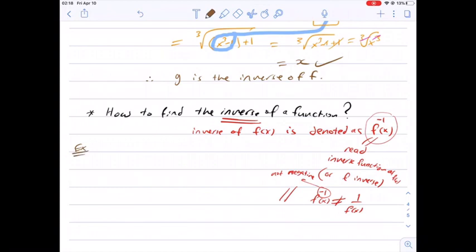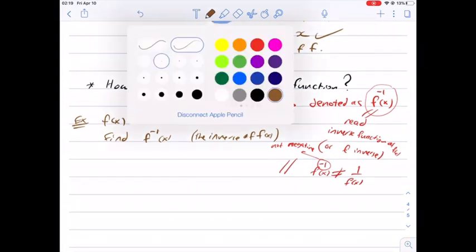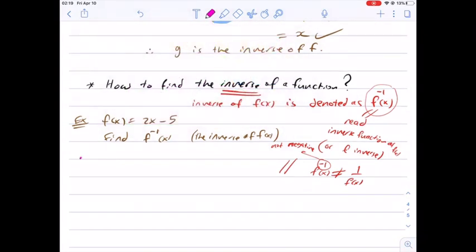Now, how to find the inverse of a given function? Let's take an example. If we are given f of x equals 2x minus 5, we want to find f inverse of x, the inverse of f of x. Now, how to find the inverse of the function f of x? First, we need to check if f of x is 1 to 1, because if it's not 1 to 1, we can't find the inverse.